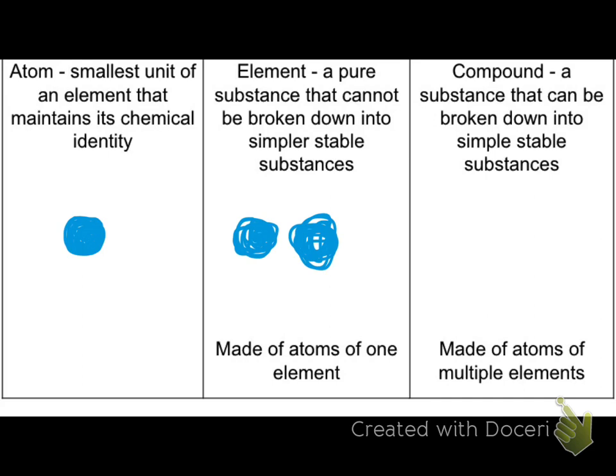And then the final type here is a compound. So compounds can be broken down into some simpler substances because they are made up of atoms of multiple different elements. So you might have an atom of sodium along with an atom of chlorine. This can be broken down, as you can see, because we could break it down into atoms of sodium and atoms of chlorine. So this substance can be broken down into a simpler substance.